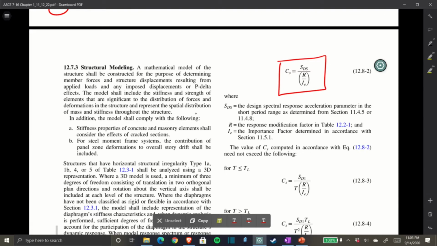Well, we need R, and we need I. R is the response modification factor, and I is the importance factor. I, we know, is 1.0. That was given to us. R, we need to head to our table 12.2-1, which specifies the response modification factor, R, based on our structure type. So let's head over there right now.